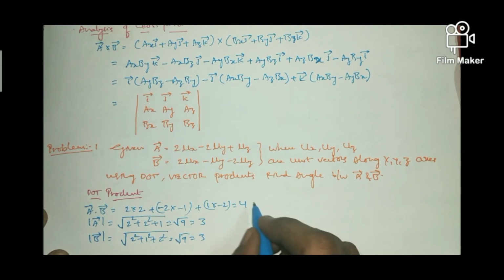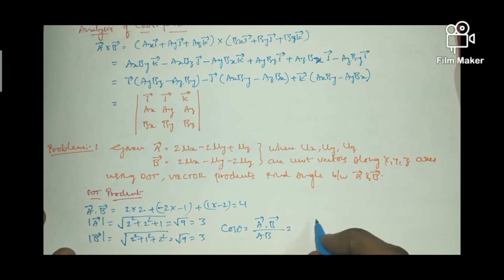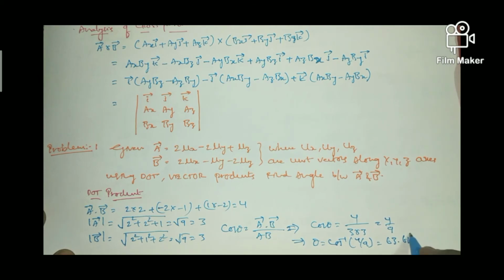And the value of cos theta is equal to a bar dot b bar divided by magnitude of a bar into magnitude of b bar. That implies cos theta is given as 4 divided by 3 into 3, which is equal to 4 by 9, and theta is equal to cos inverse of 4 by 9, which gives rise to a value of 63.61 degrees.